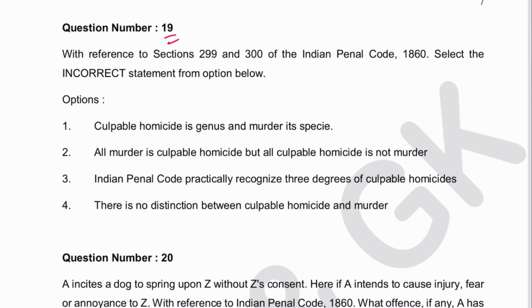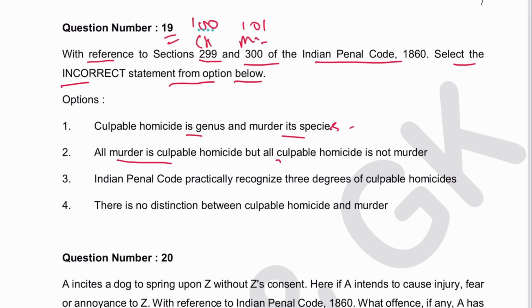Next is 19. With reference to section 299 and 300, culpable homicide and murder. Now this is 100 and 101 in Bharatiya Nyaya Sanhita. Select the incorrect statement from the option below. Culpable homicide is genus and murder is species. Yes, this is correct. All murder is culpable homicide, but all culpable homicide is not murder. This is correct. IPC practically recognized 3 degrees of culpable homicides. This is also correct. There is no distinction between culpable homicide and murder. No, this is wrong. So 4 is the answer. There is distinction. That's why the section has been differentiated.